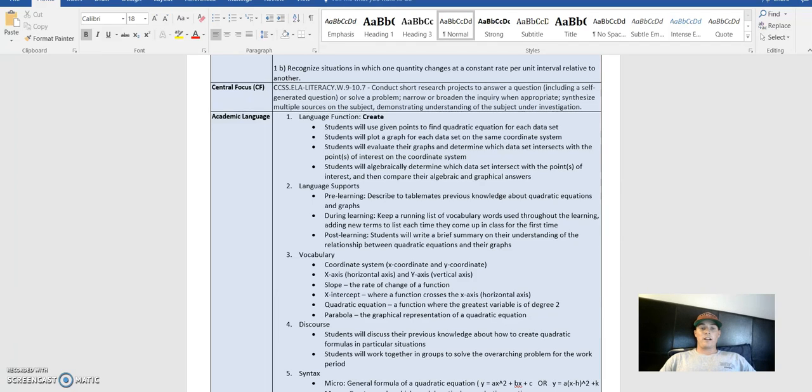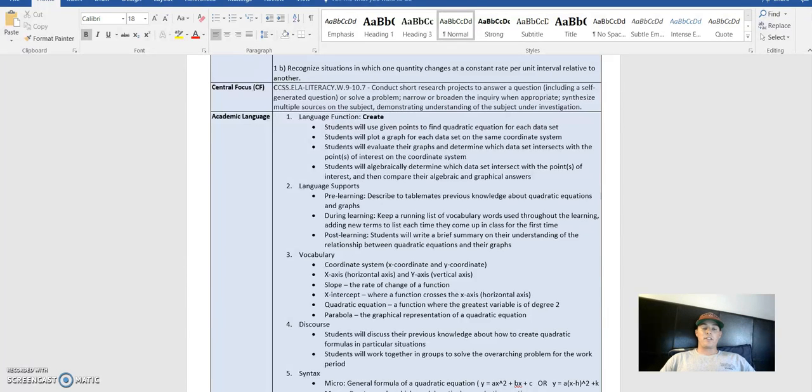The slope, or the rate of change of a function, so how fast something is increasing or decreasing. The x-intercept, which is where a function crosses the x-axis, or where the y coordinate would be 0. A quadratic equation, which is a function of degree 2, or the greatest exponent that an x is raised to, or whatever the variable is, would be 2. And then a parabola, which is how you graphically represent a quadratic equation.